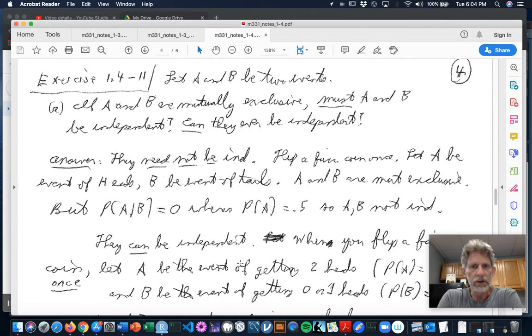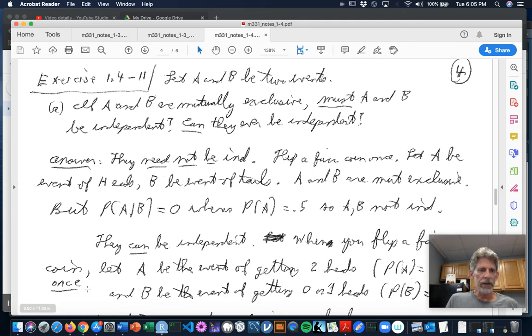Number 11 is another good one to look at in the exercises. Let A and B be 2 events. If A and B are known to be mutually exclusive, must it follow that A and B are independent? Or are there exceptions? Can they ever be independent? Or is this just never a possibility? What's going on here?